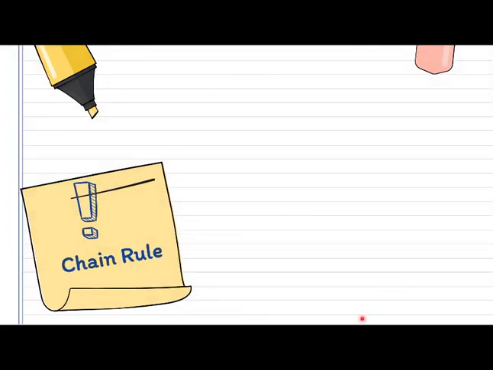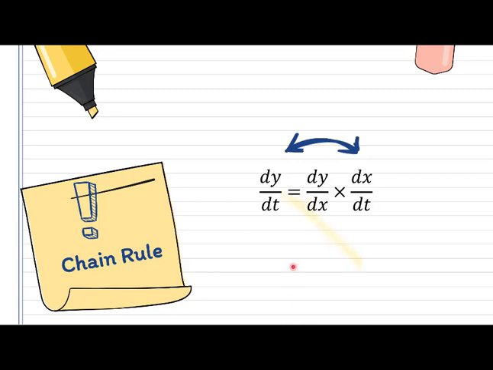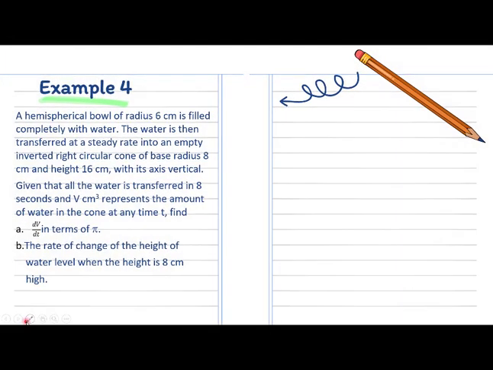Now let's see the chain rule. We have the chain rule that connects two derivatives. Here, if we have dy/dt, we can calculate dy/dt using a given dy/dx and the given rate of dx/dt. So let's apply it in example 4. Now let's see example 4.